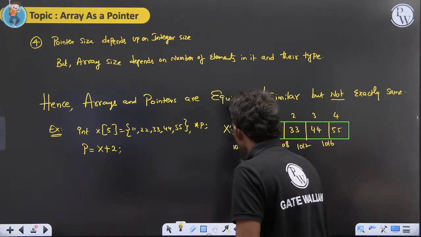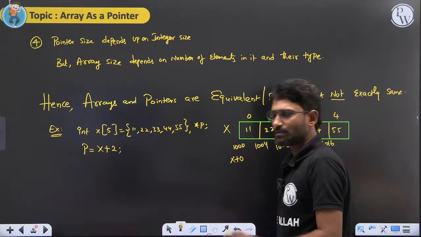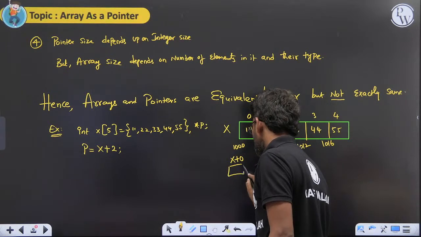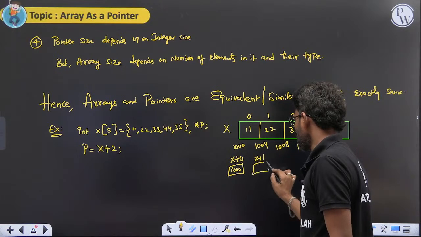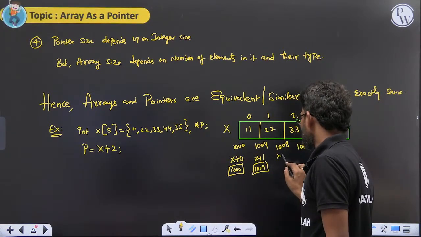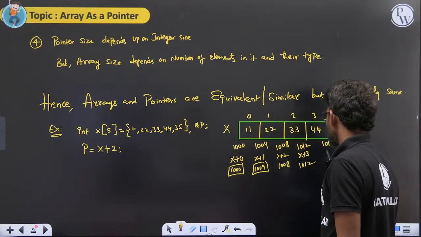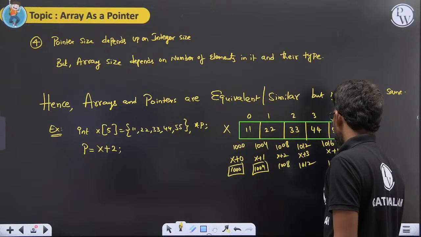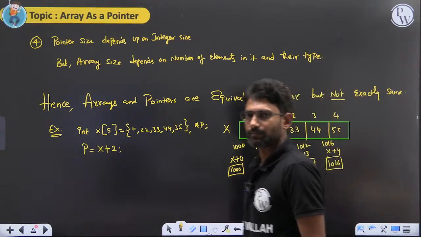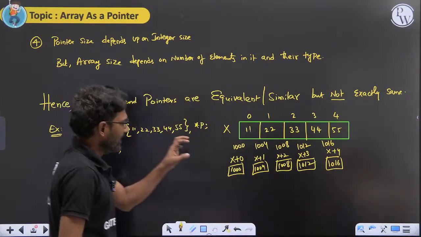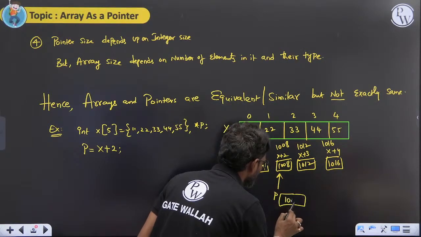Now x + 0 means what? 1000. x + 1 means what? 1004. x + 2 is 1008. x + 3 is 1012. x + 4 is 1016. Now what I have done? p = x + 2. So pointer p is holding 1008.